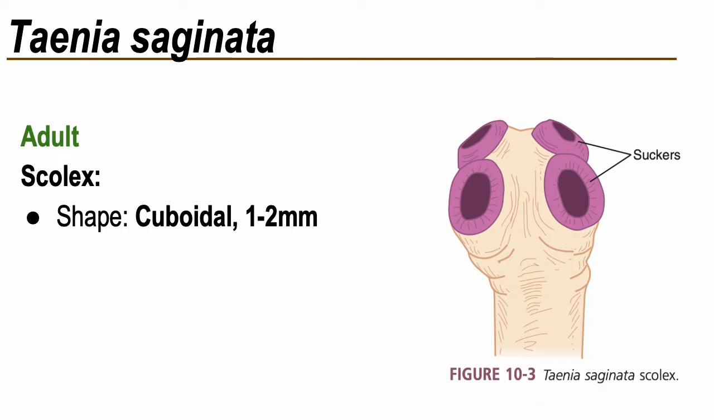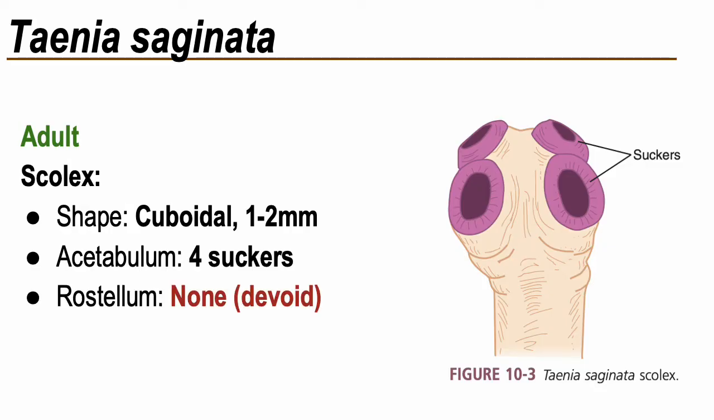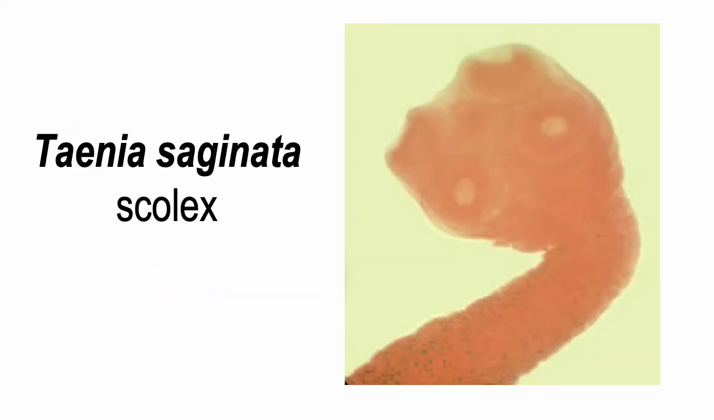For Taenia saginata, the scolex is cuboidal with 1 to 2 millimeters in length. It also has 4 muscular suckers which are evident in the scolex, but the difference is that Taenia saginata is devoid of rostellum and hooks. Here's an example of the scolex for Taenia saginata. So, muscular suckers are very evident in this picture. We have 4 muscular suckers surrounding the scolex, while the rostellum is absent.